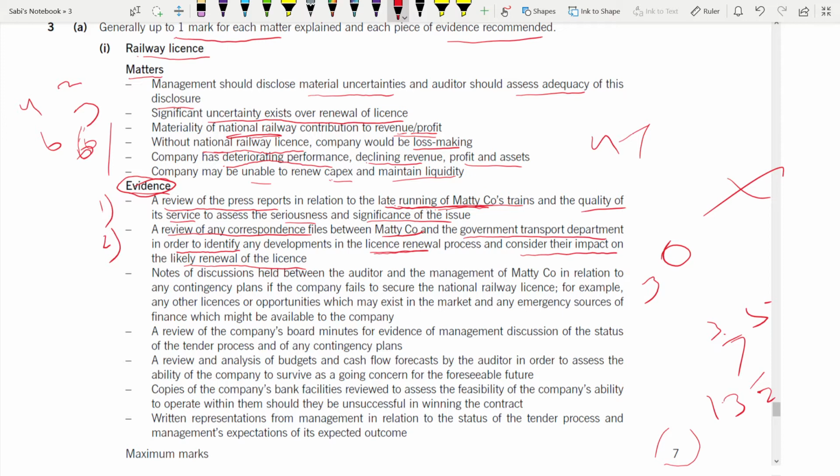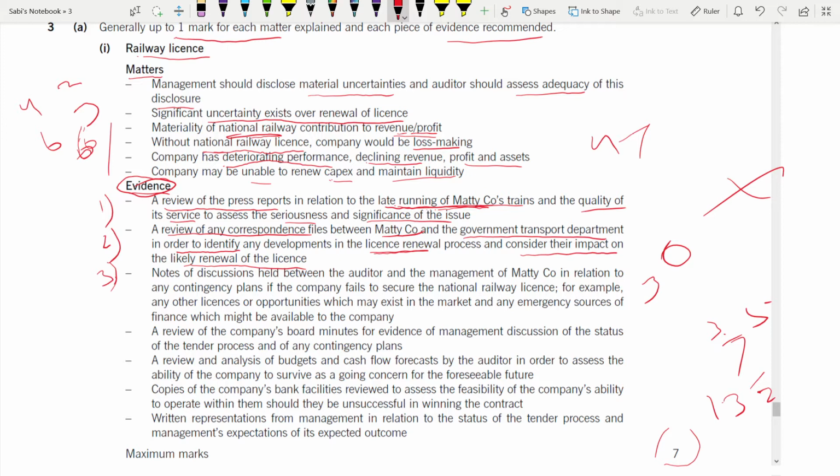Number three, all these things require creative thinking. Okay, you cannot answer it from your knowledge, trust me. It should be a combination of your knowledge as well as your thinking. So notes of discussions held between the auditor and the management. When you're thinking of evidence, guys, the best way is to think of who are the stakeholders and their relationships. For example, the government and the company. So what could be the evidence? Their review of correspondence, the correspondence files. Then the press and the company. Then the auditor and the management.